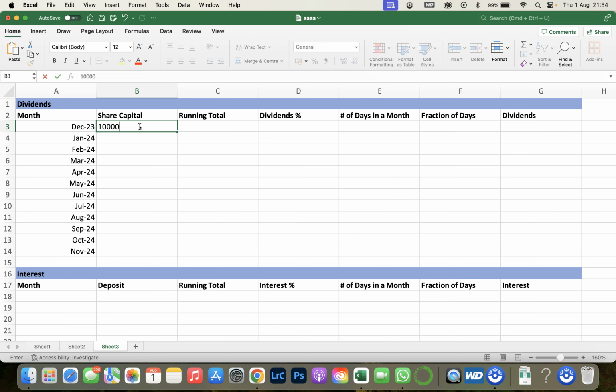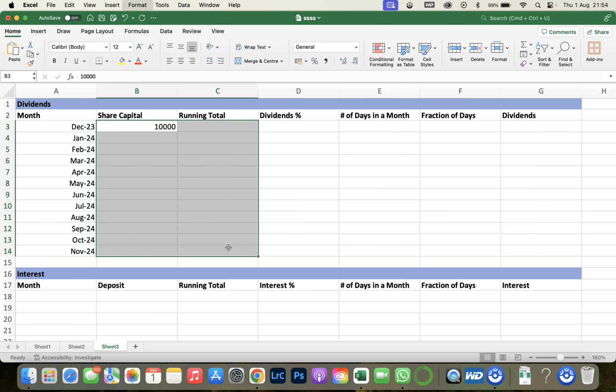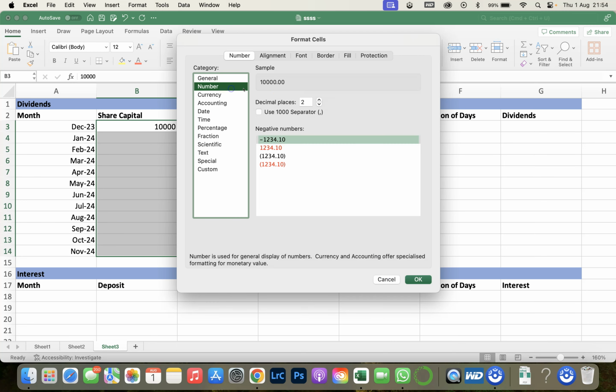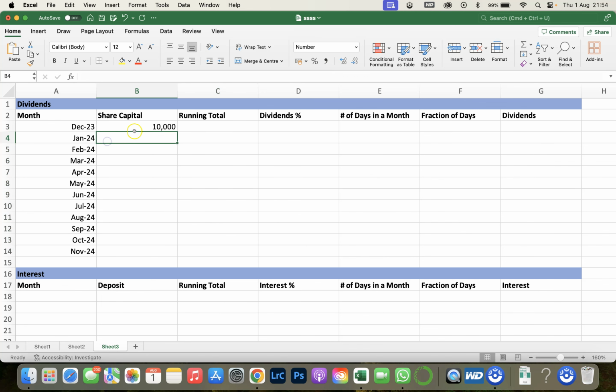Let's say you do 10,000, and for this specific formula I'm going to make a quick number so that it can be easy for us. Comma, decimal point, and here we are. So at the start of December 2023, you invested in the SACCO with 10,000 shillings.